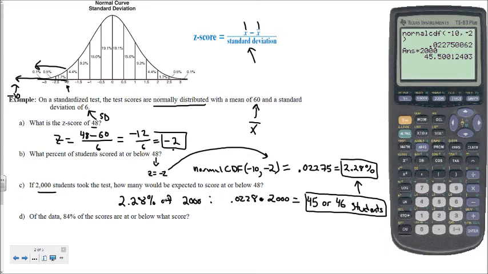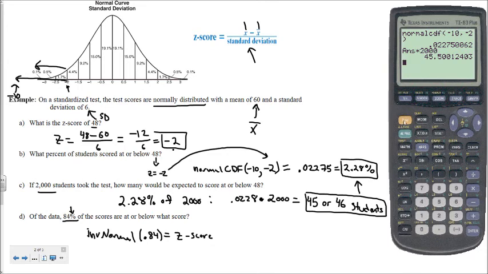Now, sometimes we'll have to do this process in reverse, where we know the percent values and we want to know what the z-score is. To do that, we're going to use a function called the inverse normal. Now, what the inverse normal will do is it takes this number value, which as a percent is 84%, but as a number is 0.84, and gives me back the z-score associated with that percentile rank.